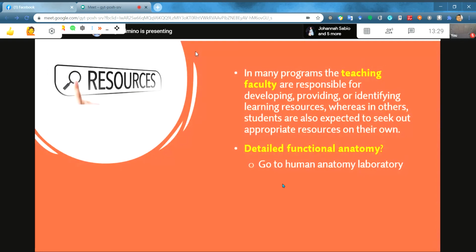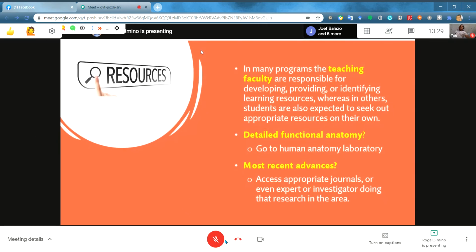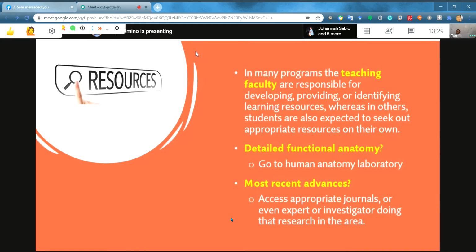Then if they want recent advances, like new techniques on how to deal with stroke, diabetes, or Parkinson's-related conditions, they can access these through appropriate journals or even experts or investigators doing that research in their area. So legit sites like Cernes, PEDro, and also Google Scholar, NCBI, or PubMed.